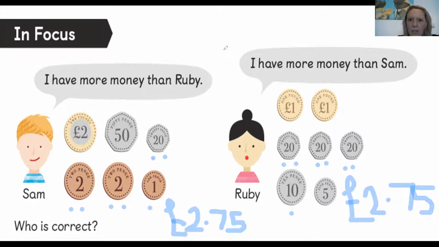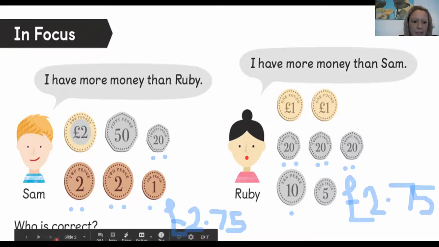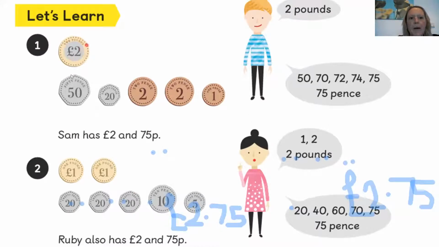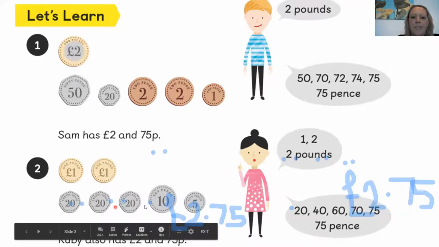Okay, right, let's move on to the next screen. Okay, so this just goes over again how we did the counting. £2, 50, 60, 70, 5, and £2, 20, 40, 60, 75. So they've both got exactly the same.